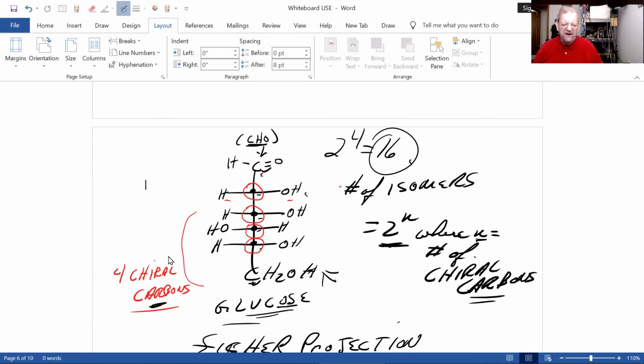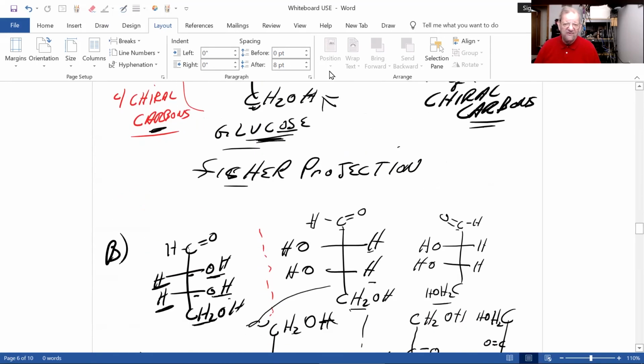Mother Nature picked only one, this one, which we call glucose. And none of the others exist in your body except this one, which is quite amazing to me. That Mother Nature in her amazing abilities as an organic chemist had a molecule with 16 different isomers, and she only picked one. Same thing with the other carbohydrates.